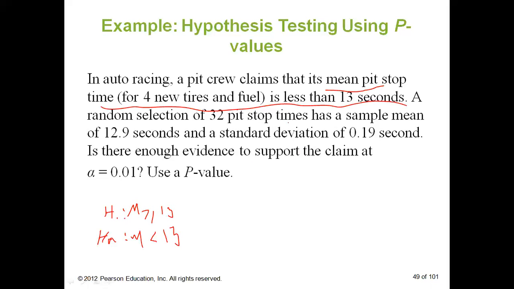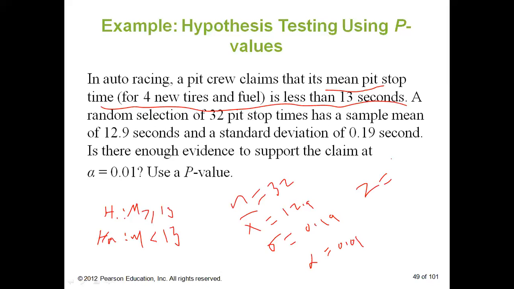Next, the sample size n is 32, the sample mean x bar is 12.9, the standard deviation sigma is 0.9, and alpha is given as 0.01. So you have to compute z.